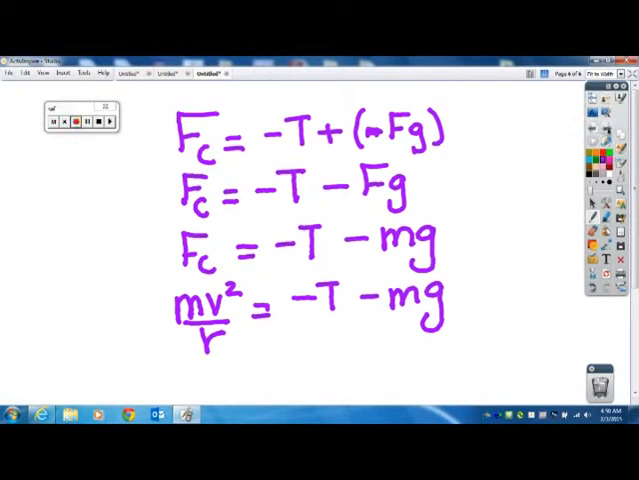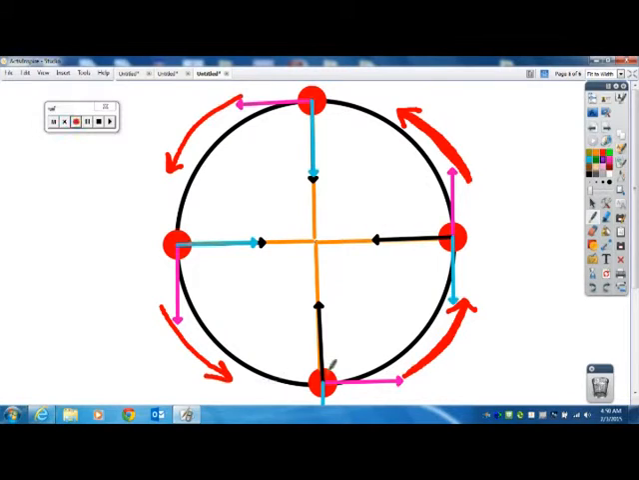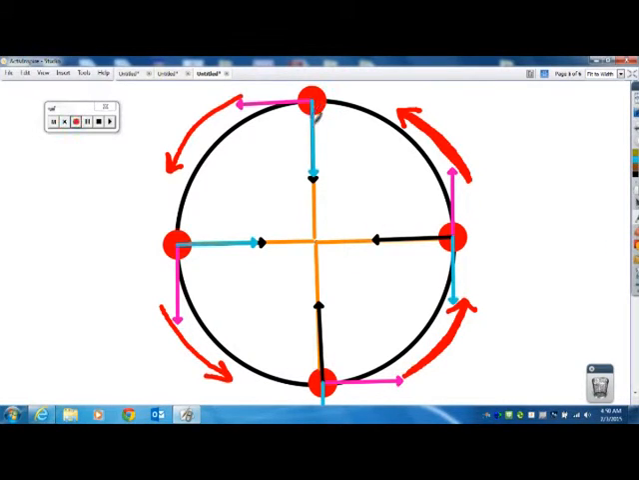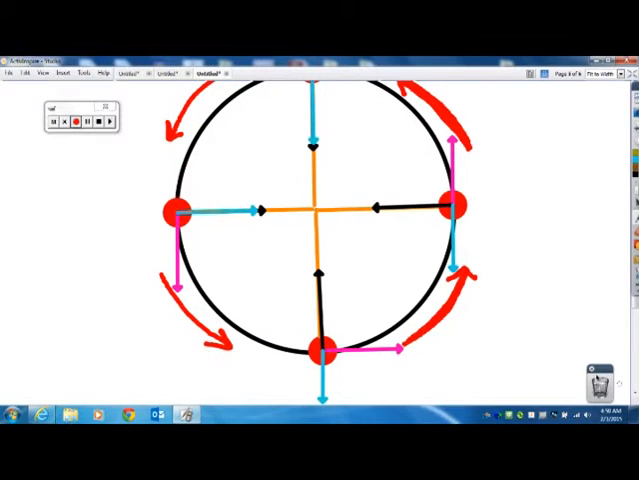Let's go ahead and analyze the bottom. So now we're going to analyze the bottom part. You see in the top part, both the tension force and the force of gravity are pointing the same direction. Now, the tension force is pointing up, and the force of gravity is pointing down. So we're going to go ahead and analyze the bottom part on the next slide.